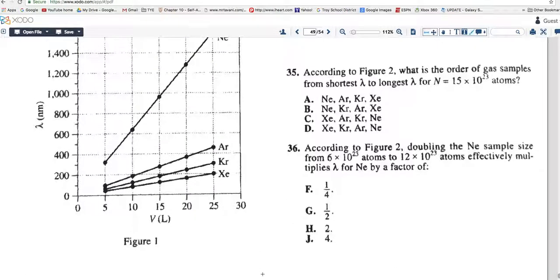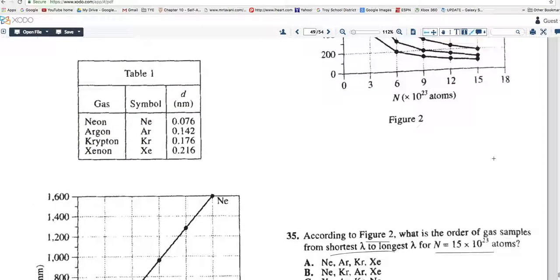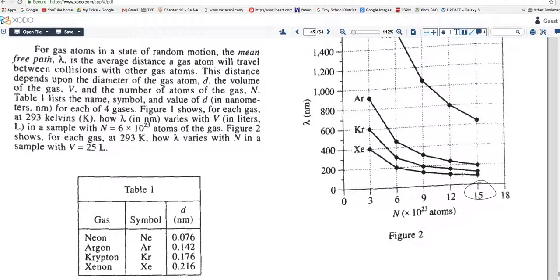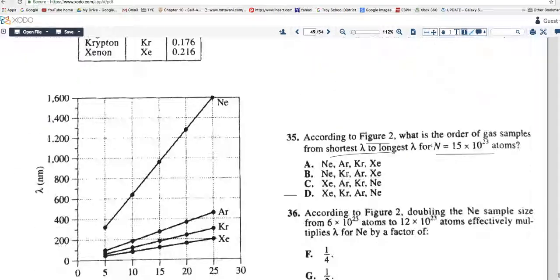35, who wants to do it? This one's easy, it's D. According to figure 2, underline figure 2, what is the order of gas samples from shortest to longest for n equals 15? So I go to figure 2, go to n equals 15 right here, and look shortest to longest. So it's XE, KR, AR, and then NE in that order, which would be D.